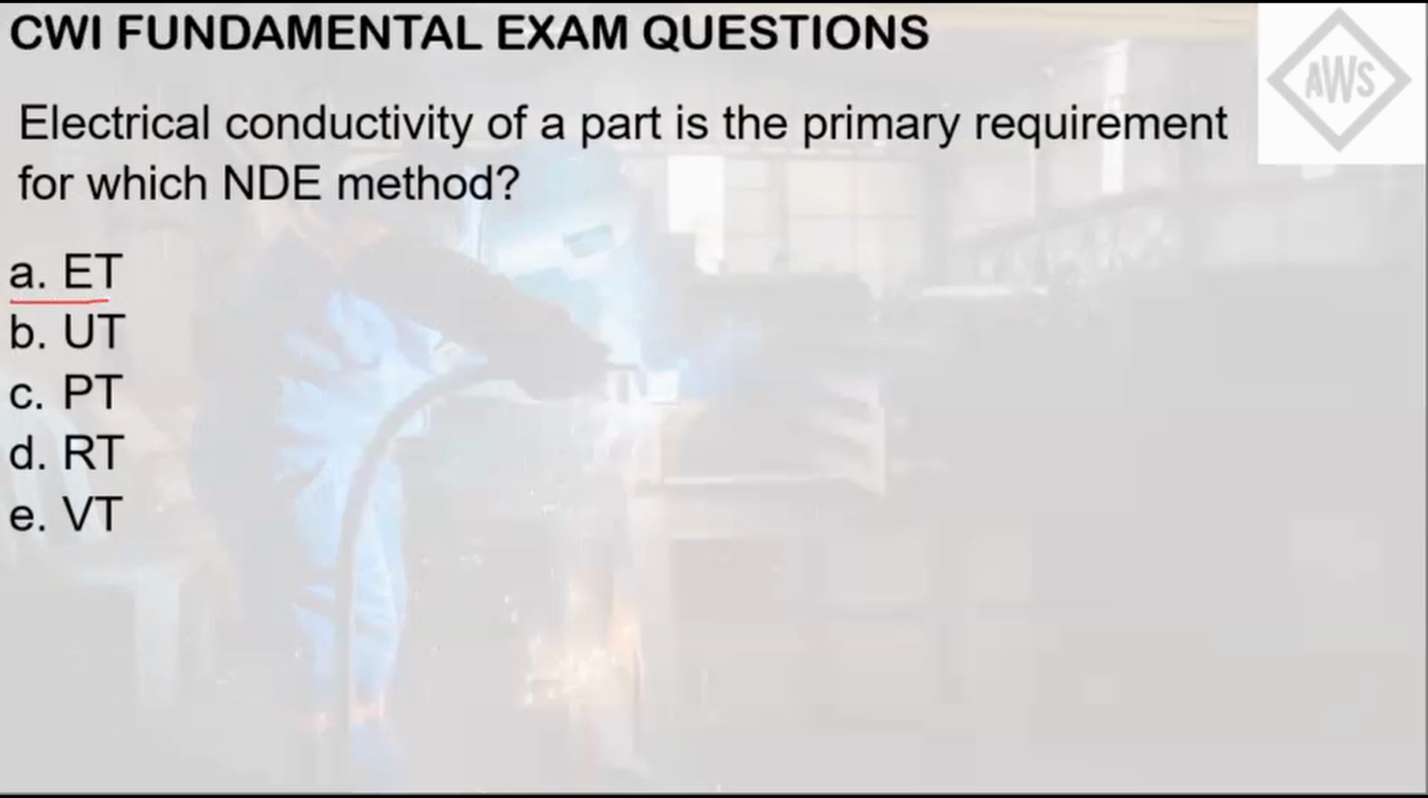UT, or ultrasonic testing, makes use of high frequency sound waves. PT makes use of capillary action to detect cracks or pores. RT uses X-rays or gamma rays to detect internal or subsurface flaws. VT is just visual testing, which makes use of our naked eye or the aid of an instrument to detect surface flaws. So the answer here is letter A.